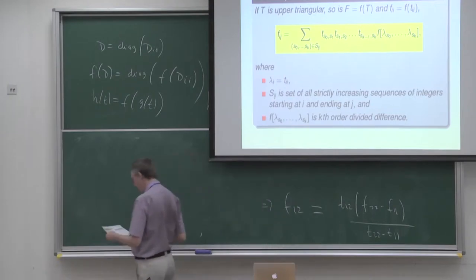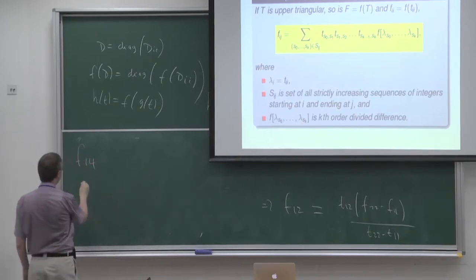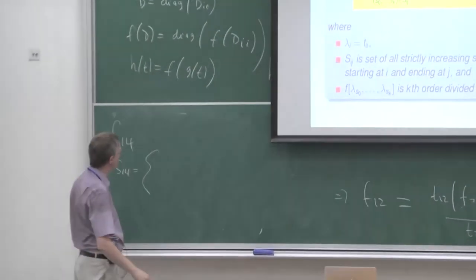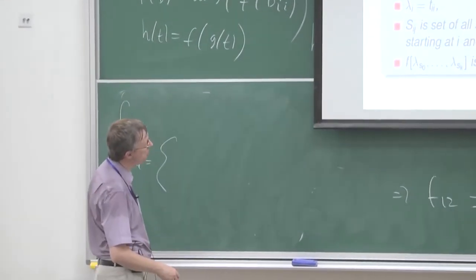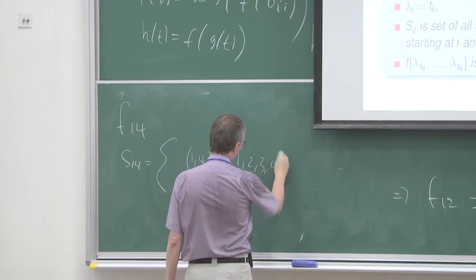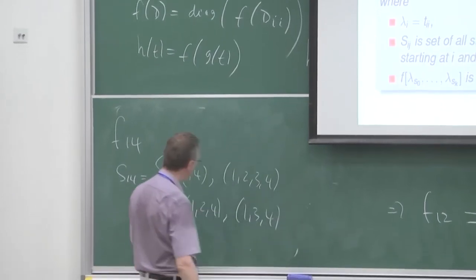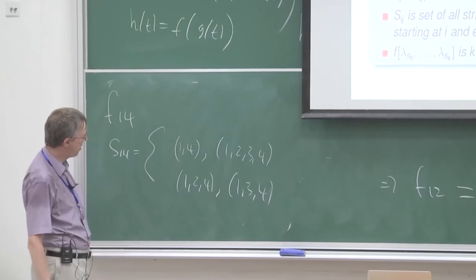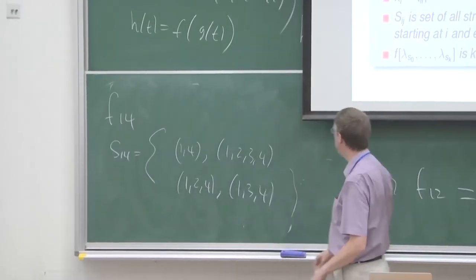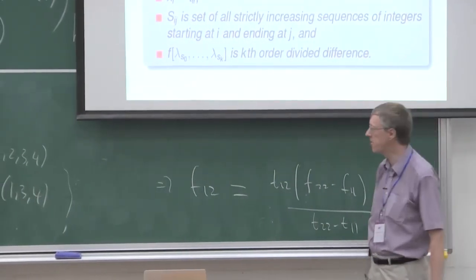If you were to try and find the F14 element, you need to do the sum over this set S14. You have to take the set of all strictly increasing sequences of integers starting at 1 and ending at 4. So you could have 1, 4. You could have 1, 2, 3, 4. You could have 1, 2, 4. You could have 1, 3, 4. Are there any more sequences starting at 1, ending at 4 that I've missed? Probably not. So in this case there would be four terms in the sum for the 1,4 element, and each one is a product of T's times some divided difference.